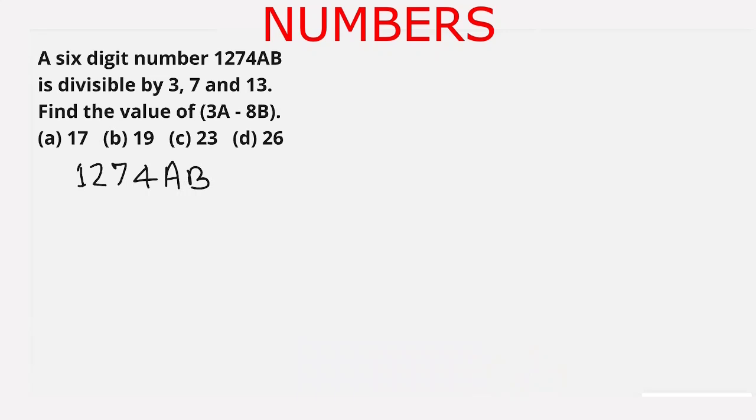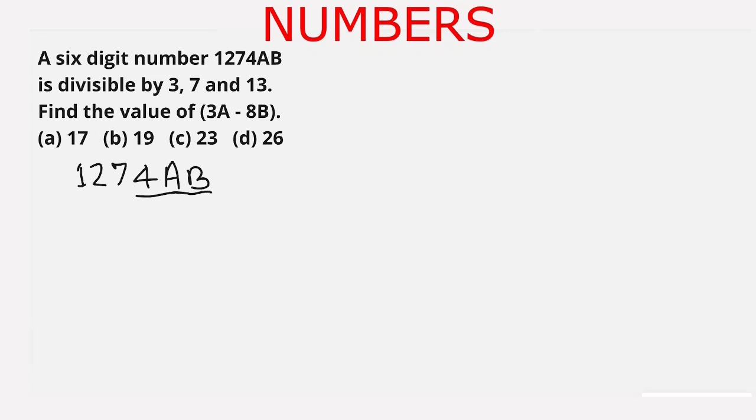The given number is 1274AB, and it is given that this number is divisible by 3, 7 and 13. If it is divisible by 7 and 13, then it must be divisible by 7 times 13, which is 91. And for finding the value of AB, we use the 3 digit difference rule.